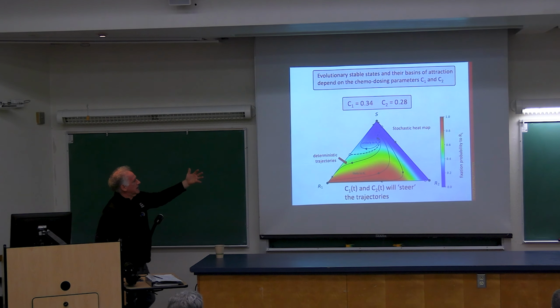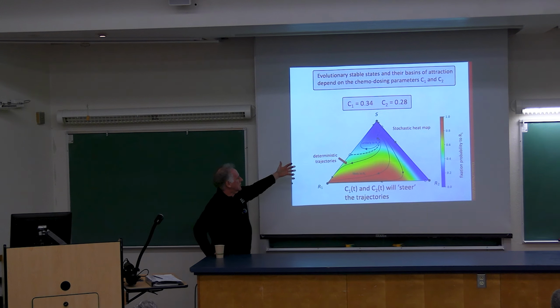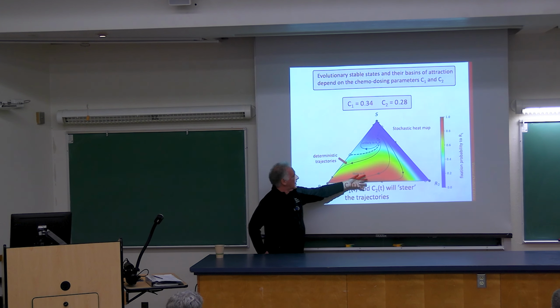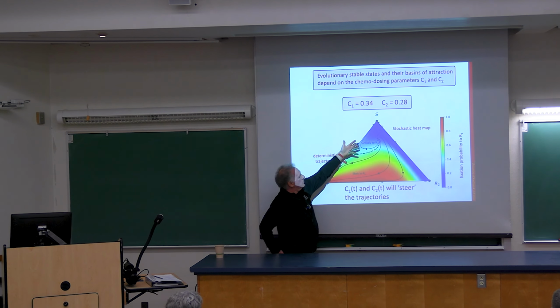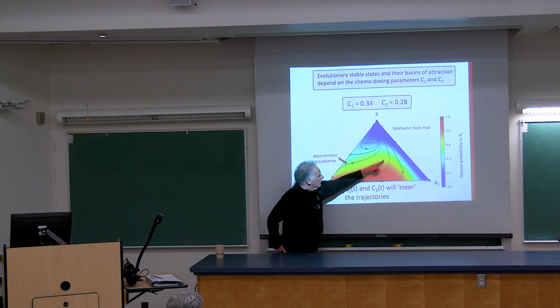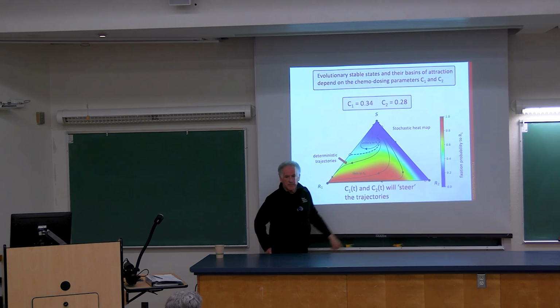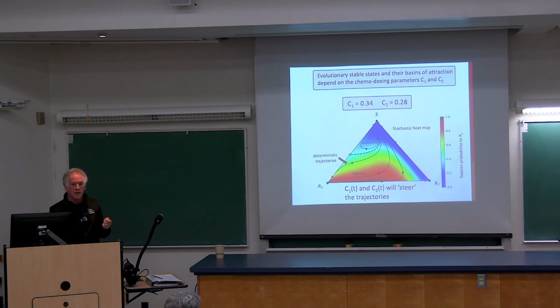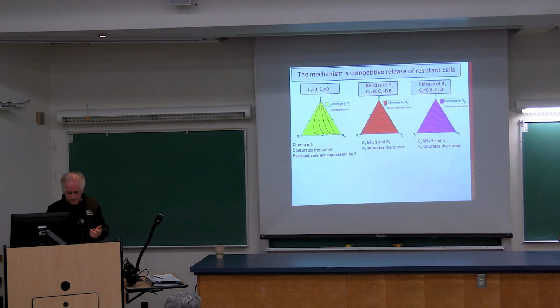I'm showing here a stochastic heat map associated with the basin boundary, I think, of R1. So that's the probability of fixation to the R1 corner, which is almost 1 here and almost 0 up here. And I'm overlaying the deterministic trajectories. So obviously the stochastic problem is much more complicated with respect to control because the boundaries are fuzzy.